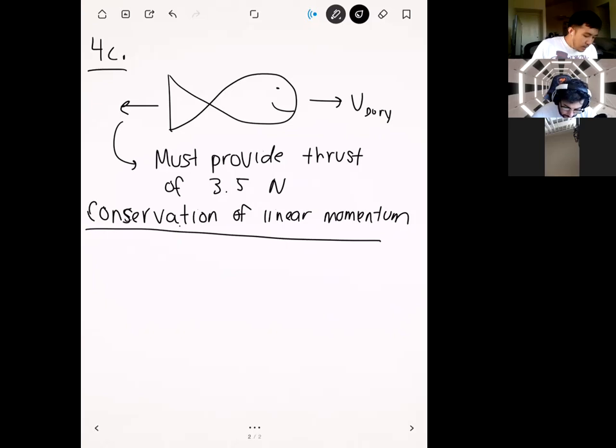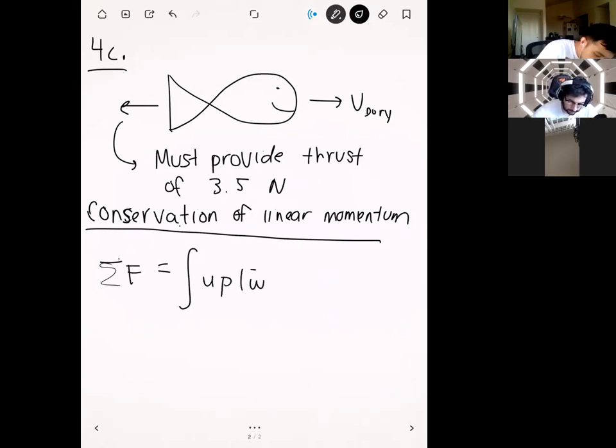Okay. And so with conservation of linear momentum, I'm going to skip the unsteady term. All the time when we do conservation of momentum, we have an unsteady term there, but we assume that it's steady just to simplify the math a little bit. So the first form of this is that the sum of the forces is equal to the integral of u rho w dot n dA.